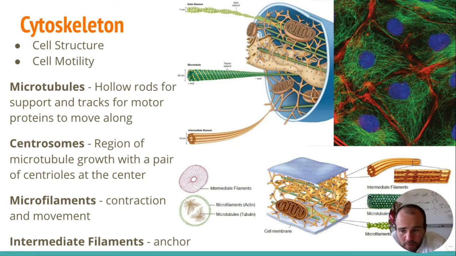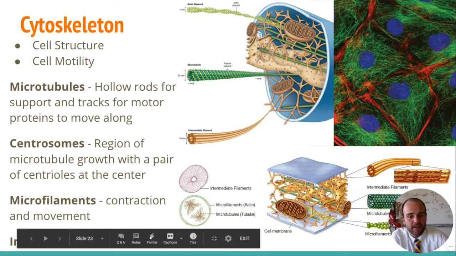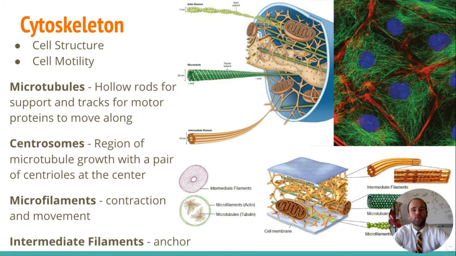There's a centrosome, which is a region within the cell where all microtubules grow out of and are built from. And at the center, there is a pair of centrioles, which are extremely important for cell division. And then there's microfilaments, which you can see here and here. A common one is called actin, which is really important for cell contraction for things like muscle movement.